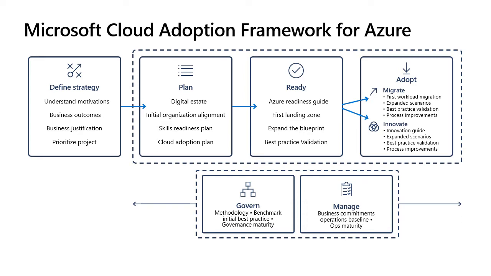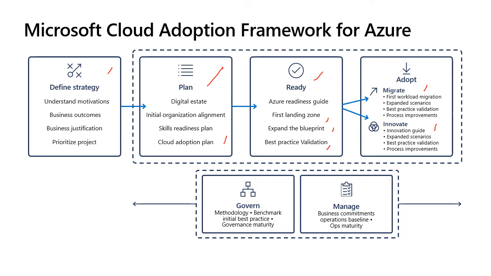So anyway, when you start, the cloud adoption framework basically is telling us that if we want to go to the cloud, we need to first define the strategy and then define the plan, including skills readiness and making your team ready for the cloud. Then making ourselves ready by landing the first zone, expanding the footprint, best practice validation, and so on. And then we proceed to either migrate workloads to the cloud or innovate by adding new applications or converting existing applications to the cloud.